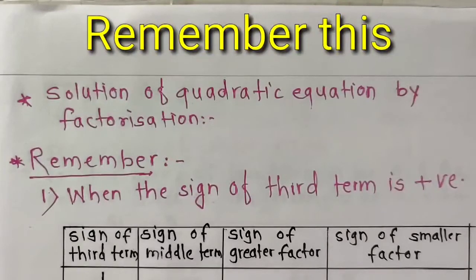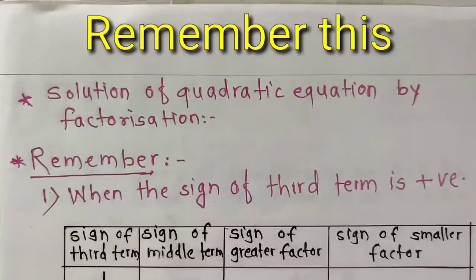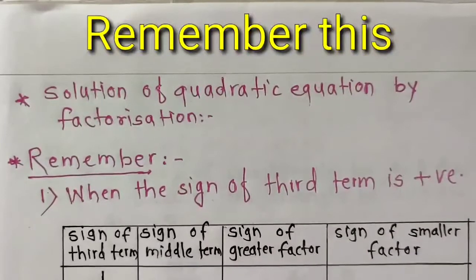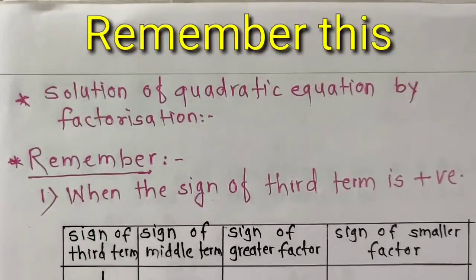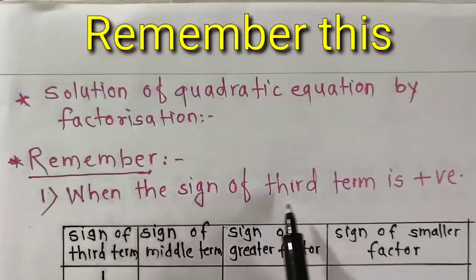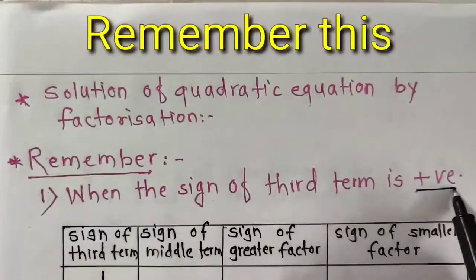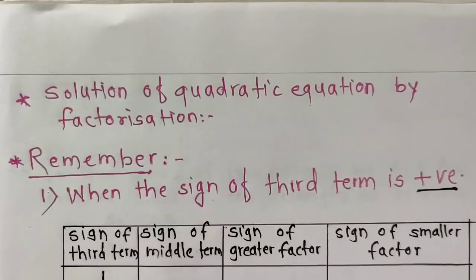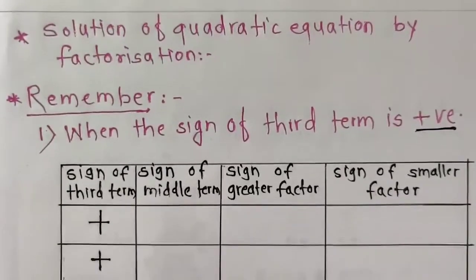First one: when the sign of the third term is positive. Here most of the sums are trinomials. Trinomial means 3 terms are there. The first term is the square term, the middle term is with the x variable, and the third term is the constant term. So when the third term is positive, how do we use the sign and how do we find the factors? That is the important point. Here one table is shown.